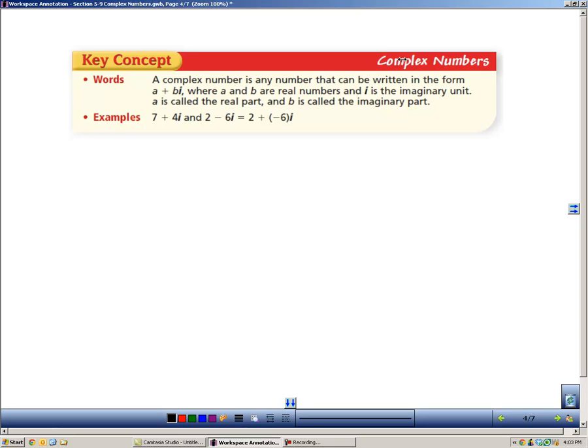Here's a key concept that explains what a complex number is. A complex number is simply when you have a number that's made up of a real part and an imaginary part. Something like 5 plus 2i is a complex number, because 5 is a real number, but 2i is an imaginary, and you either add or subtract them together. When you have something like this, it's called a complex number.